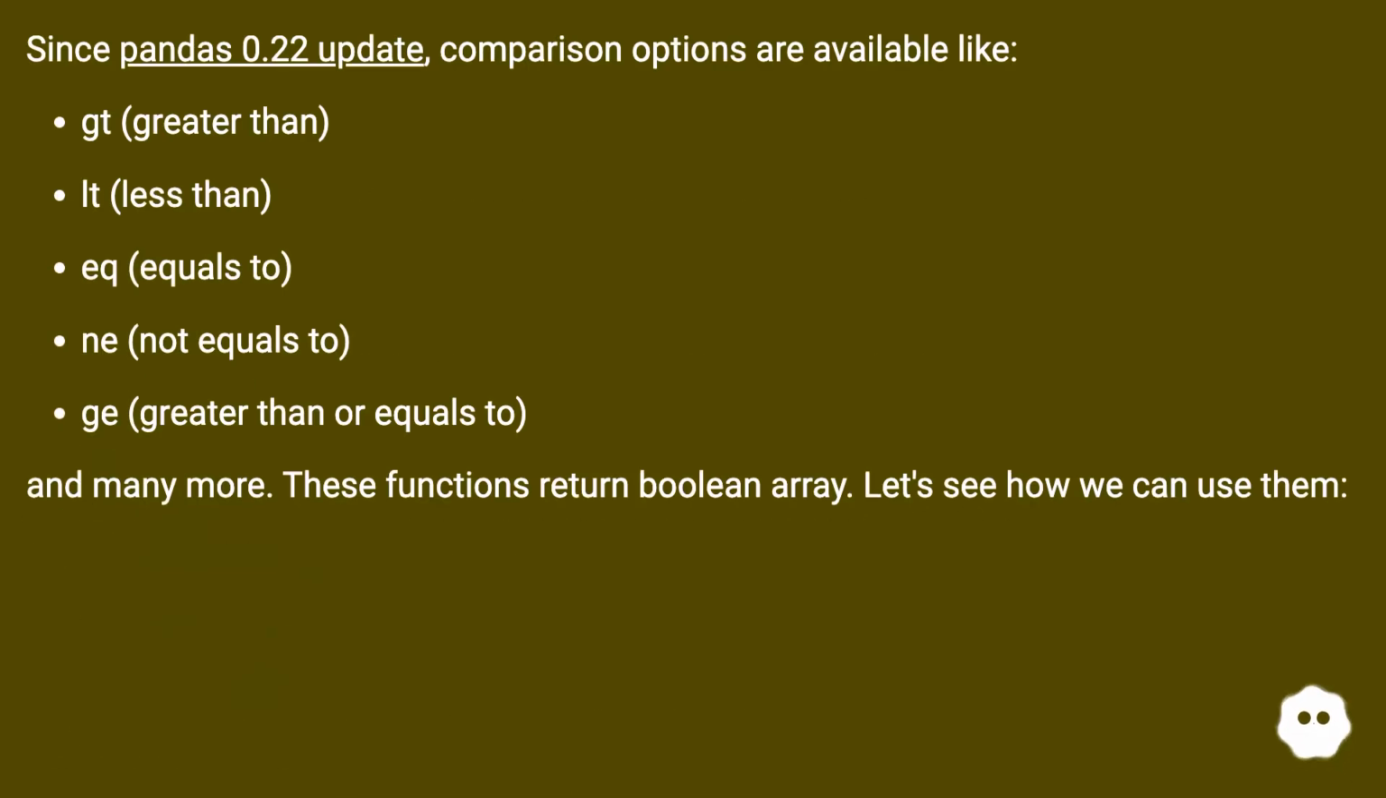Since the Pandas 0.22 update, comparison options are available like gt (greater than), lt (less than), eq (equals to), ne (not equals to), ge (greater than or equals to), and many more. These functions return a Boolean array. Let's see how we can use them.